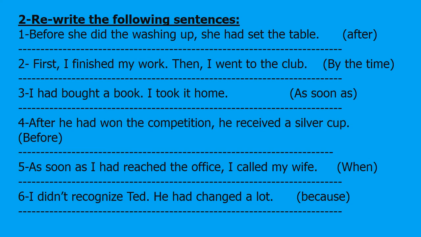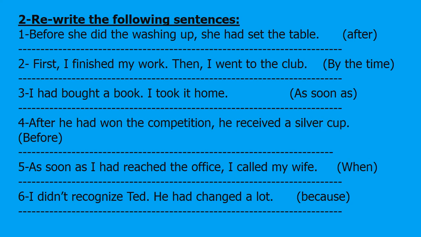Number 3, I had bought a book. I took it home as soon as. Of course, as soon as, start with letter A, first letter, first action in the past perfect. And you have to start with as soon as. So the answer will be, as soon as I had bought a book, comma, I took it home.